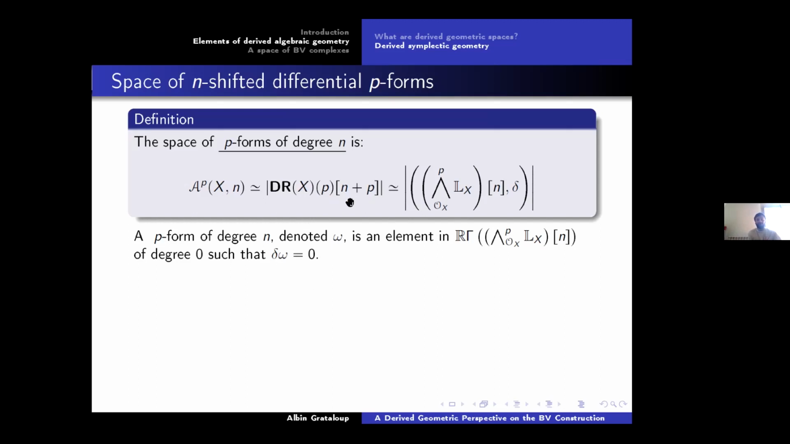But the thing is, a P-form of degree n, a point in this space, is going to be given by one of these global sections in the appropriate degree, such that delta of omega equals 0. So there is this extra condition that might not be immediate if you think it's not just a section in the P skew-symmetric product of the cotangent.